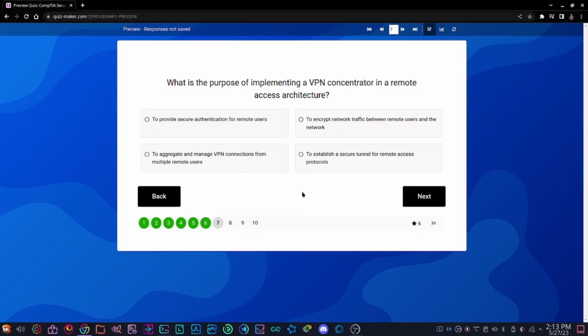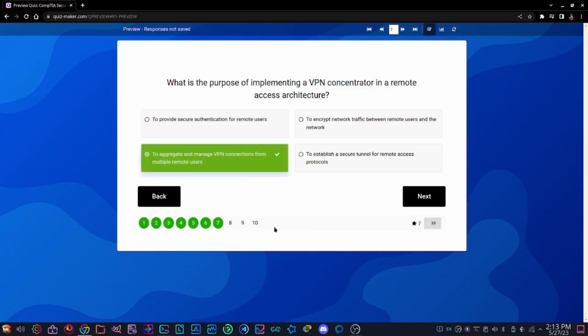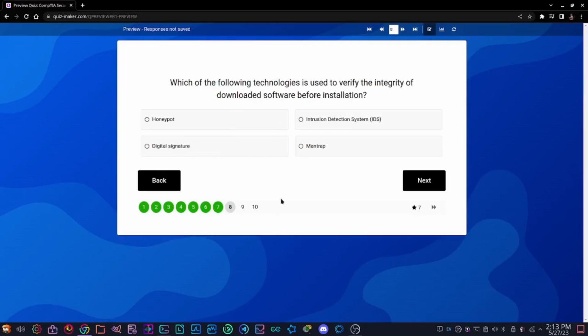If we read the question again, it says, what is the purpose of implementing a VPN concentrator in a remote access architecture? So keywords: VPN concentrator and remote access architecture. Our answer would be to aggregate and manage VPN connections from multiple remote users. That's kind of a trick question, but nonetheless, we'll get it correct if we read the question.